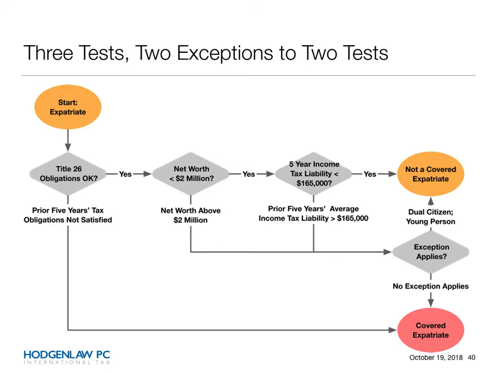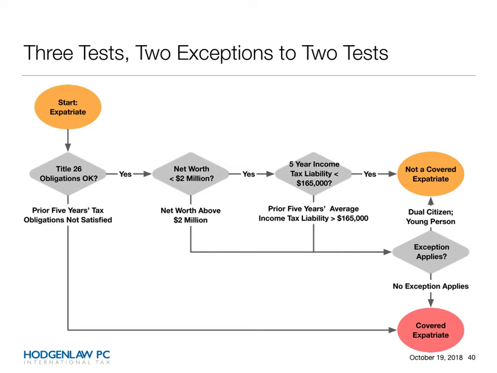So but let's say that you pass that. The prior 5 years of tax obligations are okay. We move on to the net worth test. If your net worth is under $2 million, yes, we move on to the net tax liability test. If your net tax liability is under the threshold for the year that you expatriate in, then you're not a covered expatriate. If you fail either the net worth test or the income tax liability test, you go down and you say, does an exception apply? And there are 2 of them, and if one of those 2 exceptions applies, you're not a covered expatriate. And if neither applies, then you are a covered expatriate.